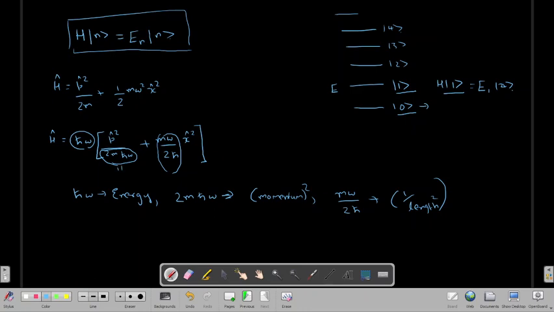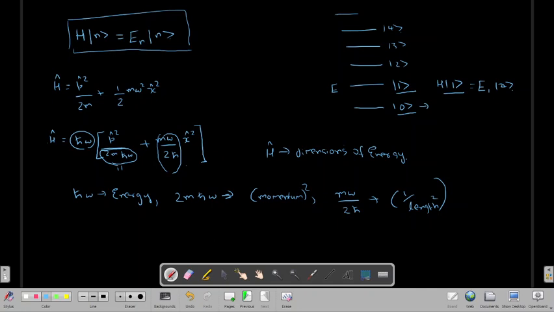Okay. This is your x square, and this is having the dimensions of 1 by L square. So L square by L square. So this will again be dimensionless. So H will have the dimensions of energy. Okay. So the Hamiltonian operator has the dimensions of energy. Always remember.